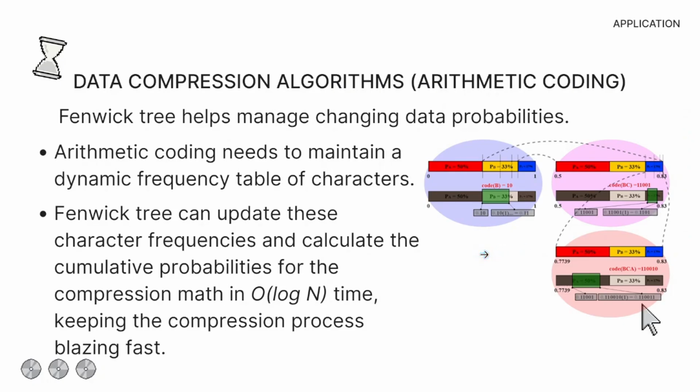Another application of Fenwick Tree is in data compression algorithms, known as arithmetic coding. Here, Fenwick Tree helps managing changing data probabilities. Arithmetic coding always needs to maintain a dynamic frequency table of characters, and by using Fenwick Tree, arithmetic coding can update these character frequencies and calculate the cumulative probabilities for the compression math in O log n time, keeping the compression process blazing fast. As you can see here, by using Fenwick Tree, one can access and update and also calculate the sum of the probabilities blazing fast.